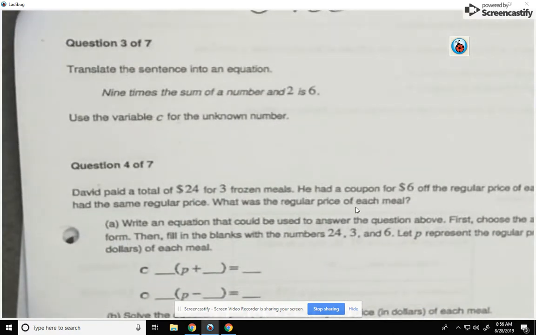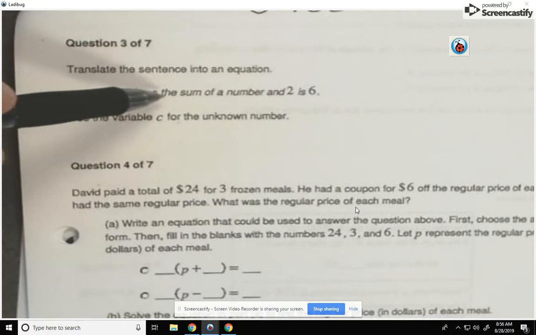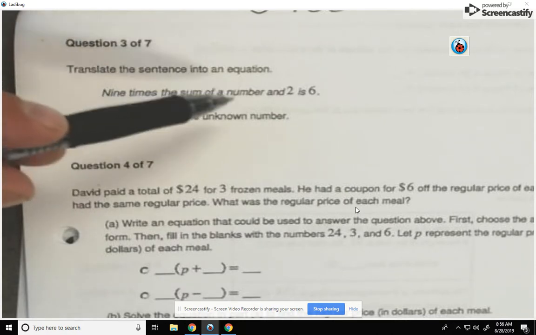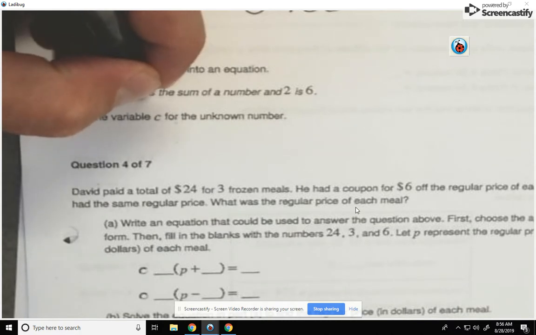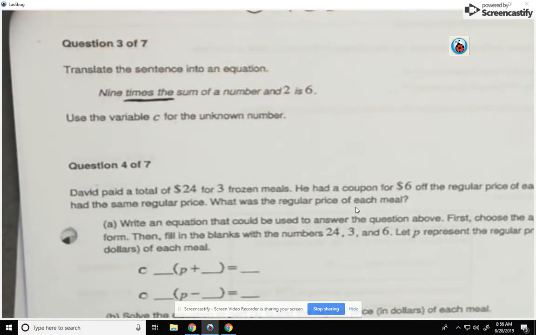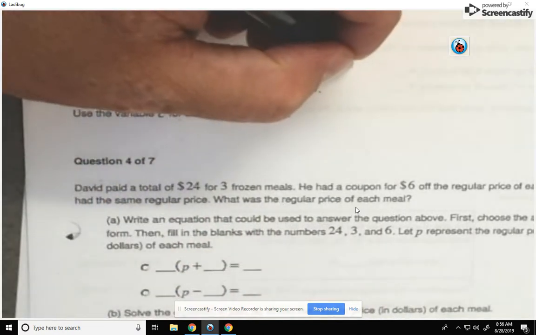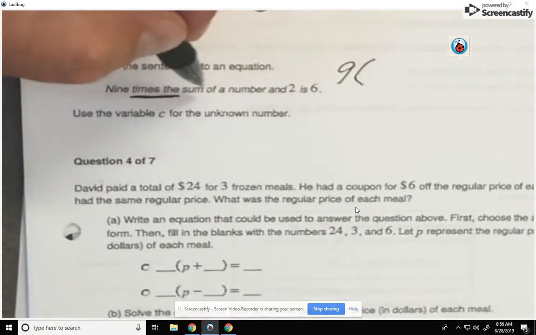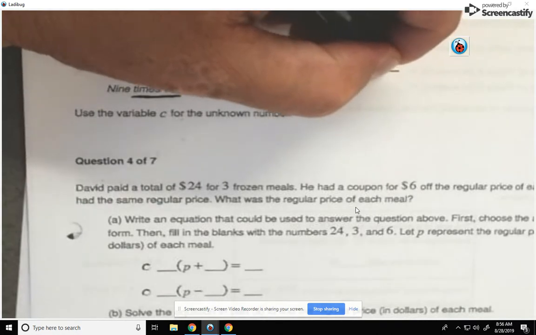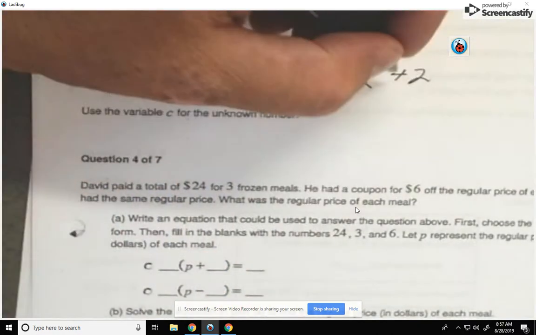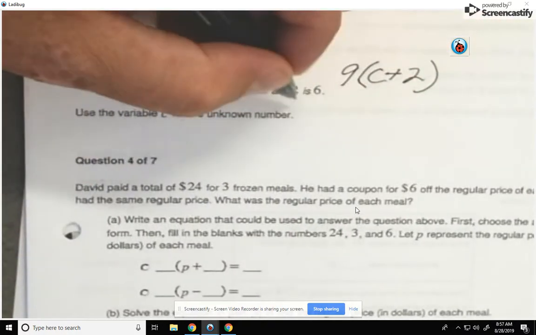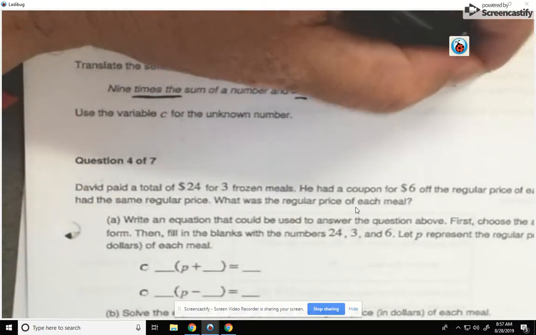Alright, question 3 asks us to write out an equation based on the sentence: 9 times the sum of a number and 2 is 6. Anytime you see times, that tells you to use parentheses. So here we have 9 times, which tells me I need a parenthesis. Sum of a number and 2, so I know that's plus 2. They tell us to use C for the number. And finally, equals 6.